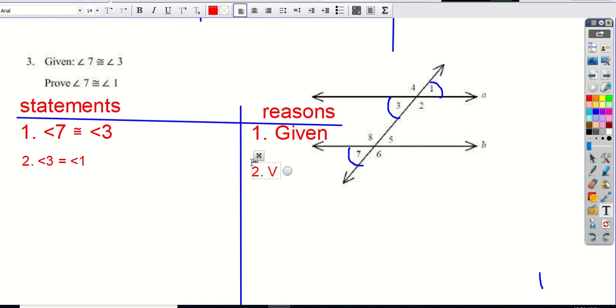what's the vocab word? Vertical angles are what? Good. Either equal or congruent. So for step number 3, and this is the last one, since 7 is equal to 3, and 3 is equal to 1, then angle 7 has to be equal to angle 1. And what property did we just use there? The transitive property.